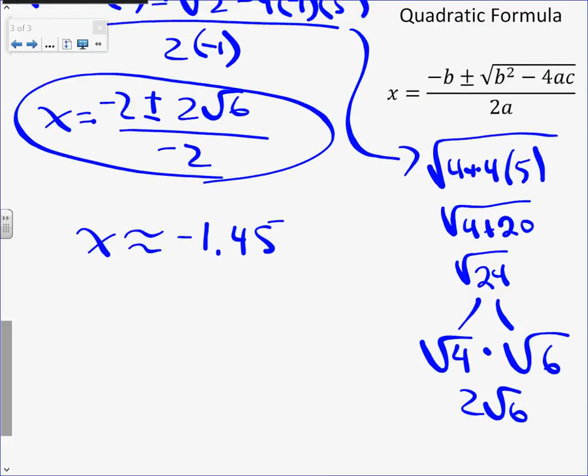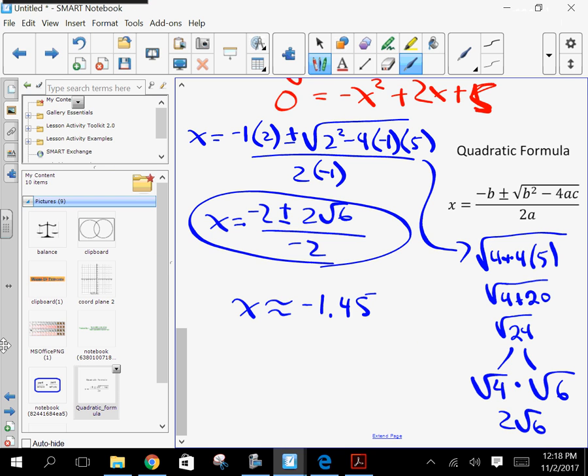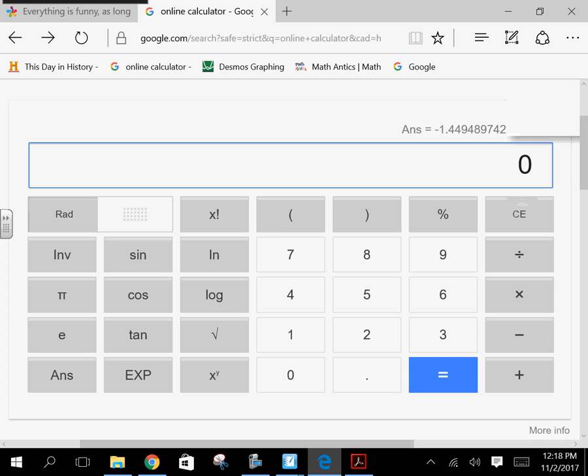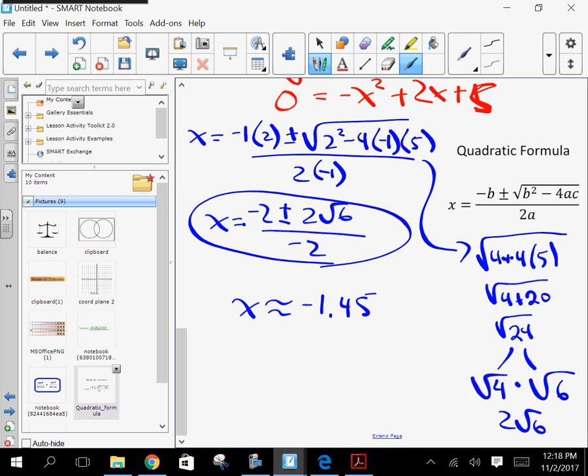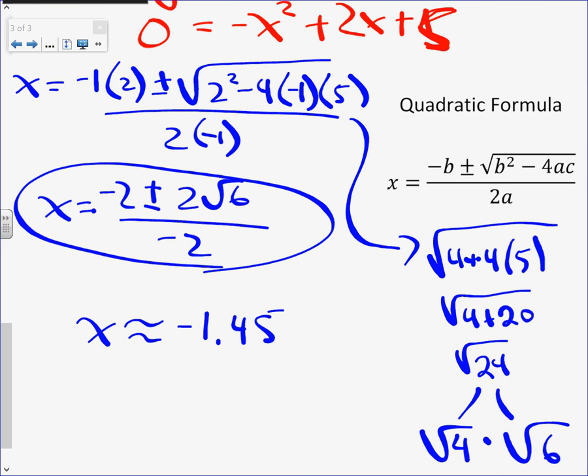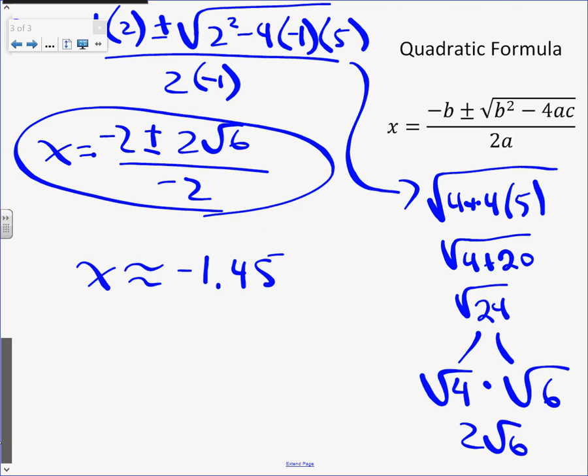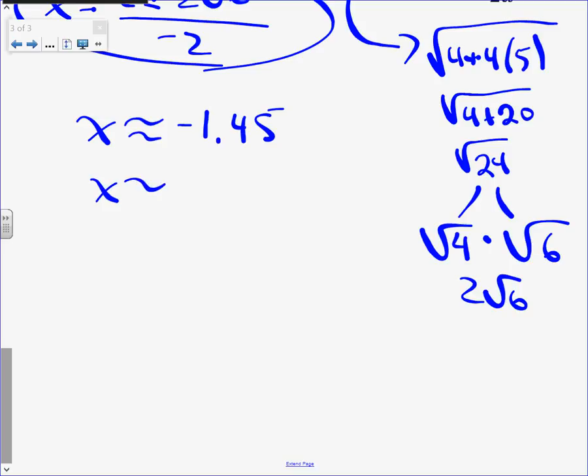So that was negative 2 plus that. Now I'm going to do negative 2 minus 2 rad 6 divided by negative 2. That's 3.45. X is approximately 3.45.